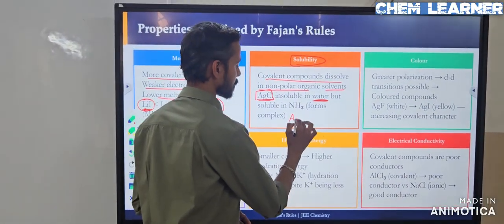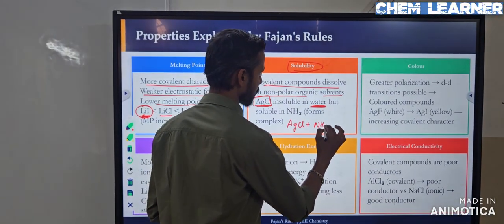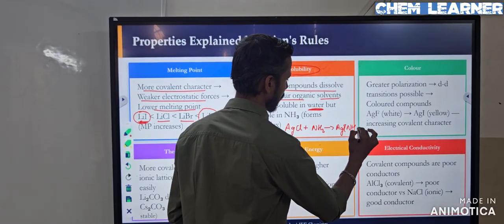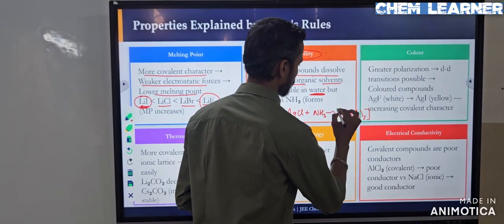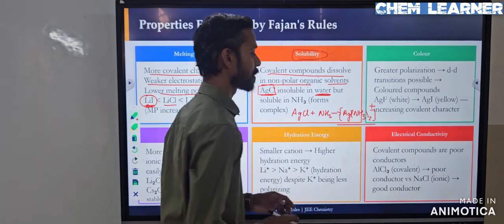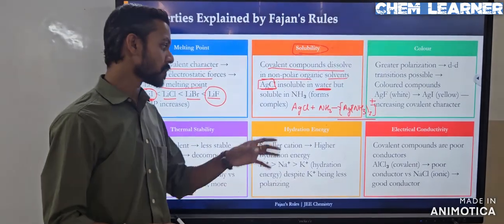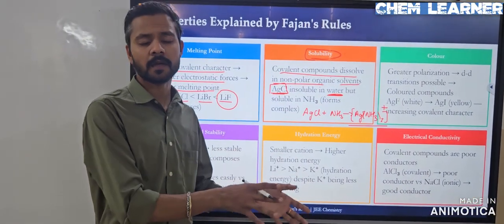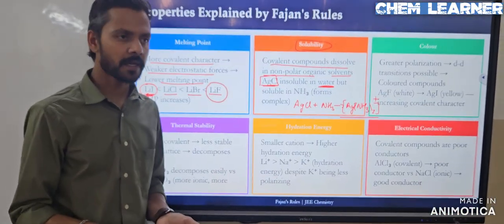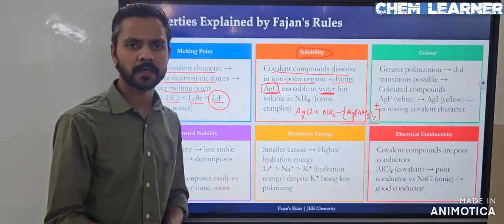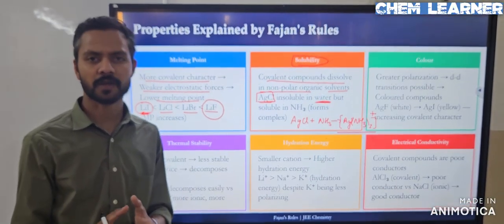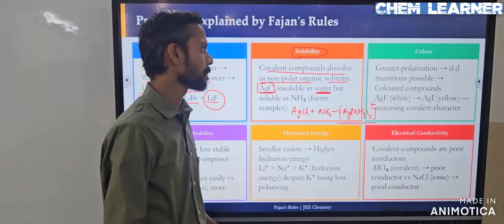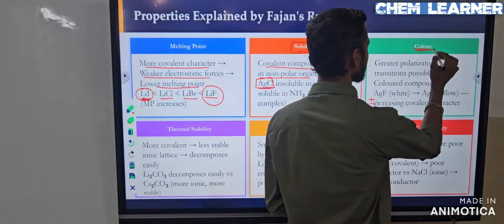When we dissolve AgCl in ammonia, there will be formation of the compound [Ag(NH3)2]+, and this compound is known as Tollens' reagent, which is used to distinguish between a ketone and an aldehyde, and it is also used for the detection of terminal alkynes. Okay, now how the color is affected.